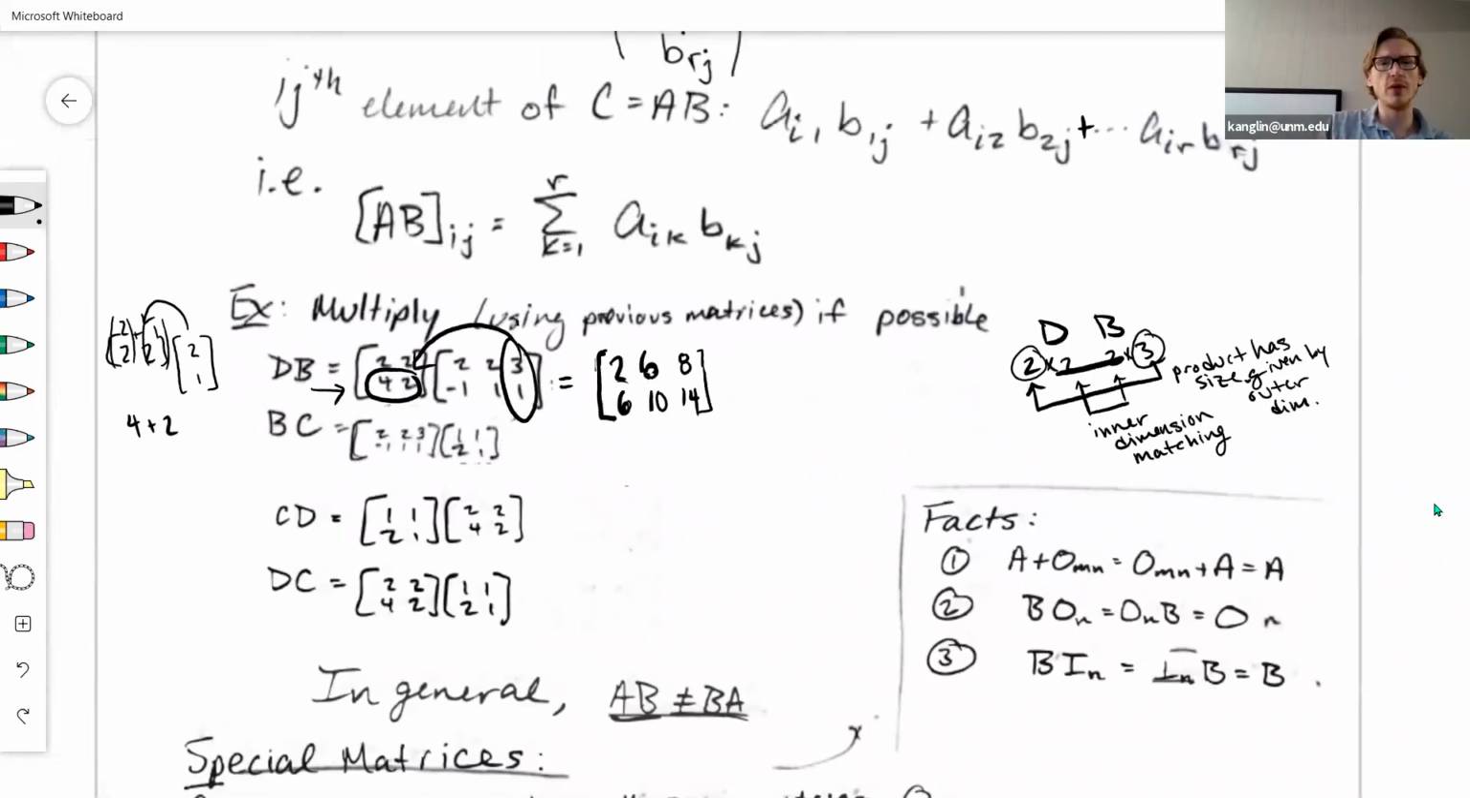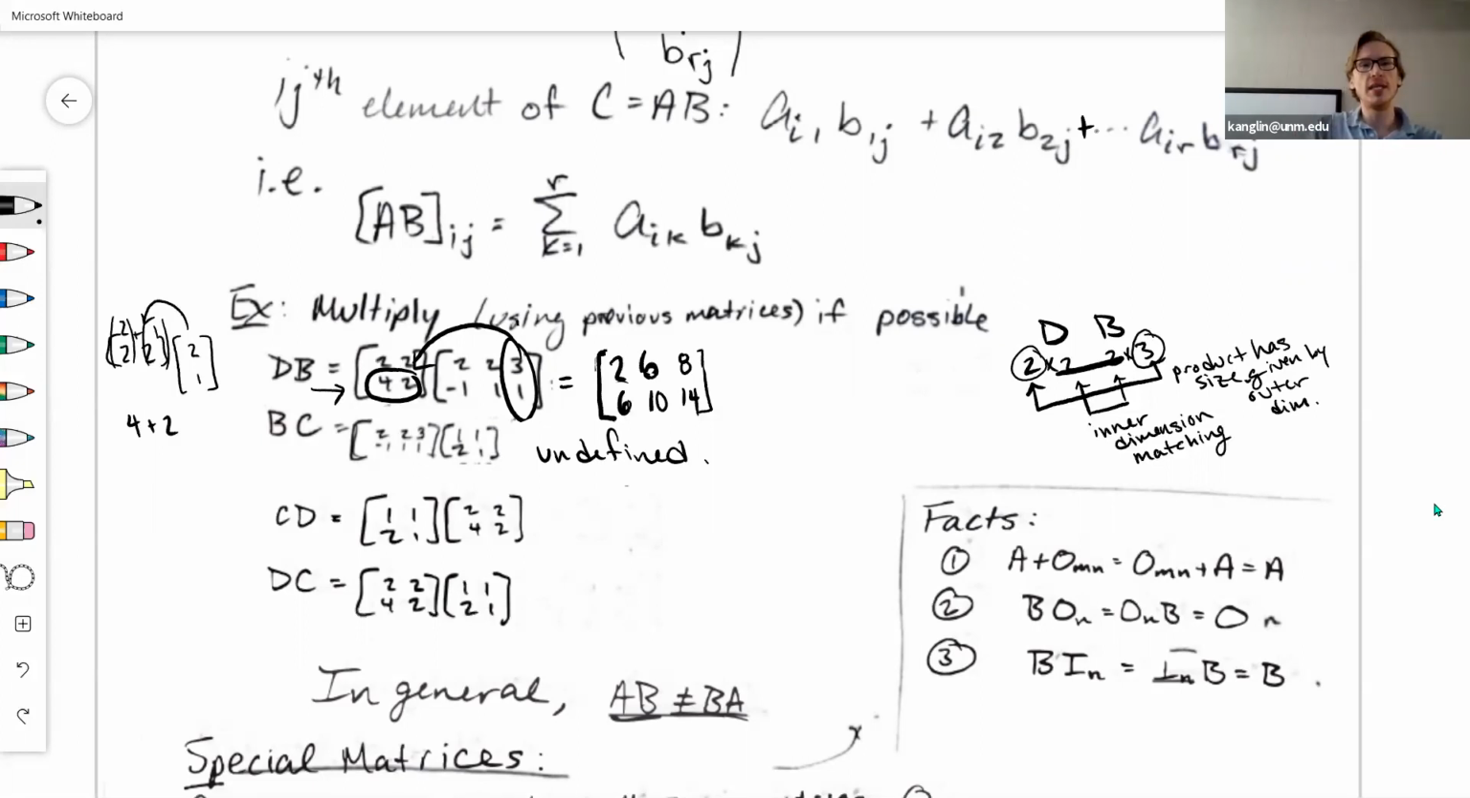Okay, so I'm going to go through this one a little bit quicker. B times C. This is 2 by 3, 2 by 2. We have a problem. We have an inner dimension mismatch. 3 and 2 don't match. This product is undefined. So we're done. We move on to the next one, C times D. That's why I say you should always look at those matrix dimensions first to make sure they actually work for multiplication. If not, you're done right away.